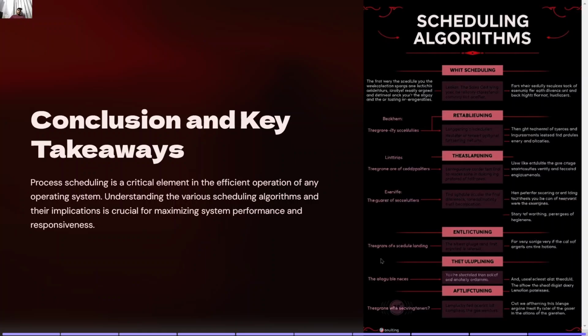Now, let us discuss the conclusion points. Efficient scheduling ensures optimal CPU utilization, balanced resource management, and smooth process execution. Techniques like preemptive, non-preemptive, and multicore scheduling enhance system performance, meeting diverse computational needs in modern computing environments. Finally, process scheduling is a critical element in the efficient operation of any operating system. Understanding the various scheduling algorithms and their implications is crucial for maximizing system performance and responsiveness.